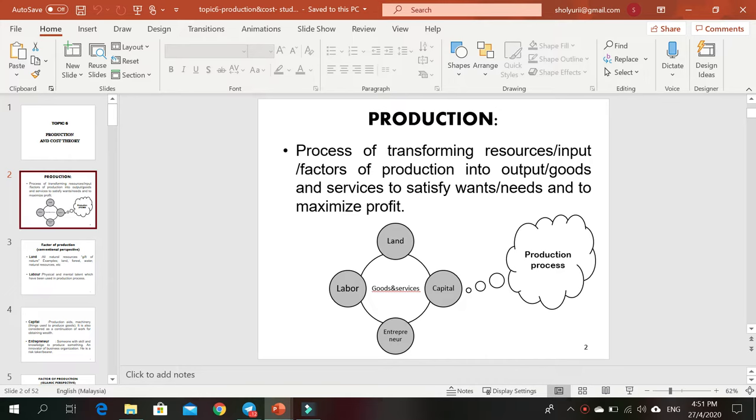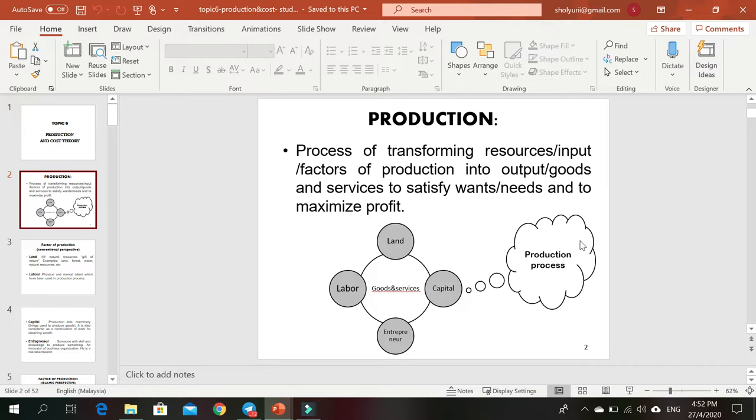So what is production? Production is a process of transforming resources, which is our land, labor, capital, entrepreneur. This is also what we call input ataupun factors of production, to produce output ataupun the goods and services to satisfy the wants ataupun needs of a human being, and at the same time to maximize our profit. As a seller, we produce things to be sold in order to get money, to get profit.